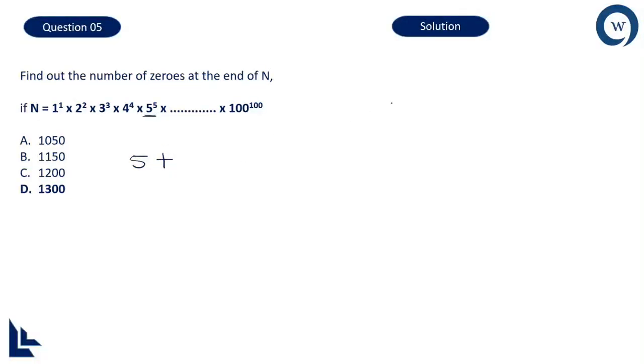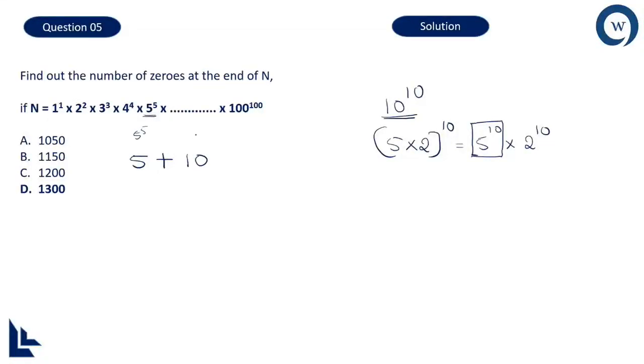And next time 5 will come in 10 power 10, and many people will not agree with me, sir, where is 5 in this? They might ask me like this. 10 power 10 can be written like this, right? 5 into 2 whole power 10. So that gives me 5 power 10 into 2 power 10. That gives me total of how many 5s? 10 times 5s will be there. So in 10 power 10, how many times are there? 10 times. So this is for 5 power 5 and this is for 10 power 10.